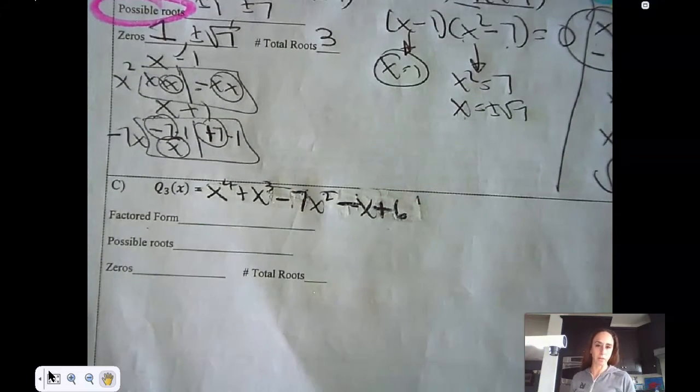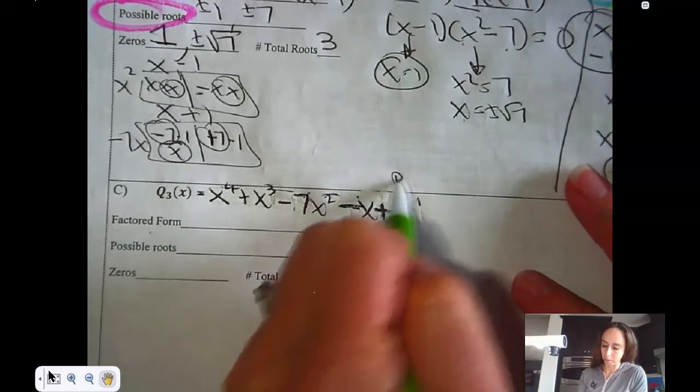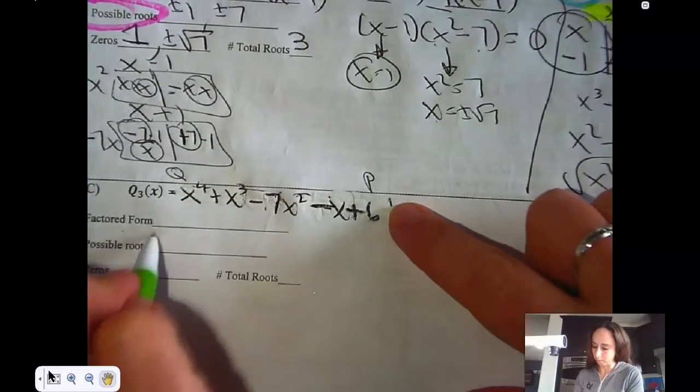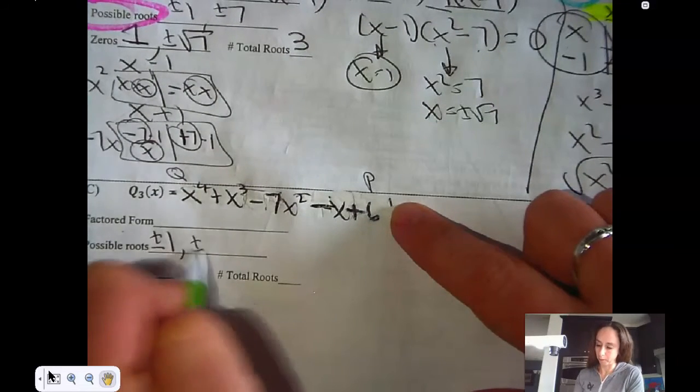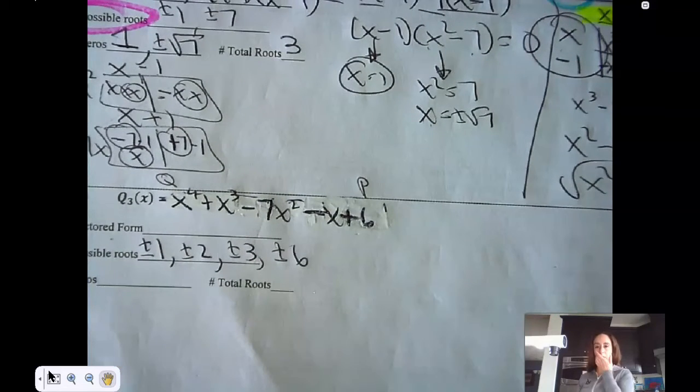Any other type of factoring, I can't do. Which means I have to do that rational root theorem, the PQ method, where this is my P and this is my Q. All the possible roots: plus or minus 1, plus or minus 2, plus or minus 3, plus or minus 6. Okay? So I have a choice.